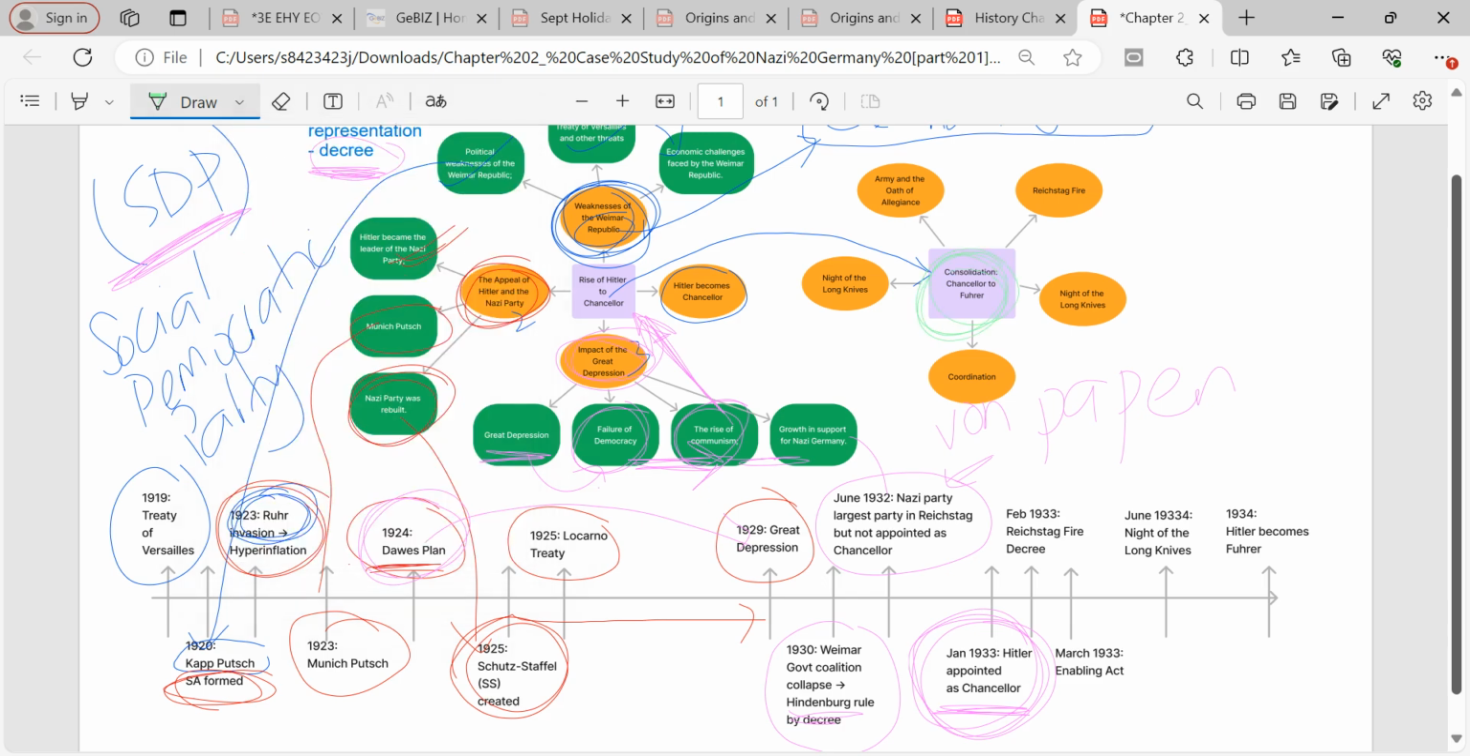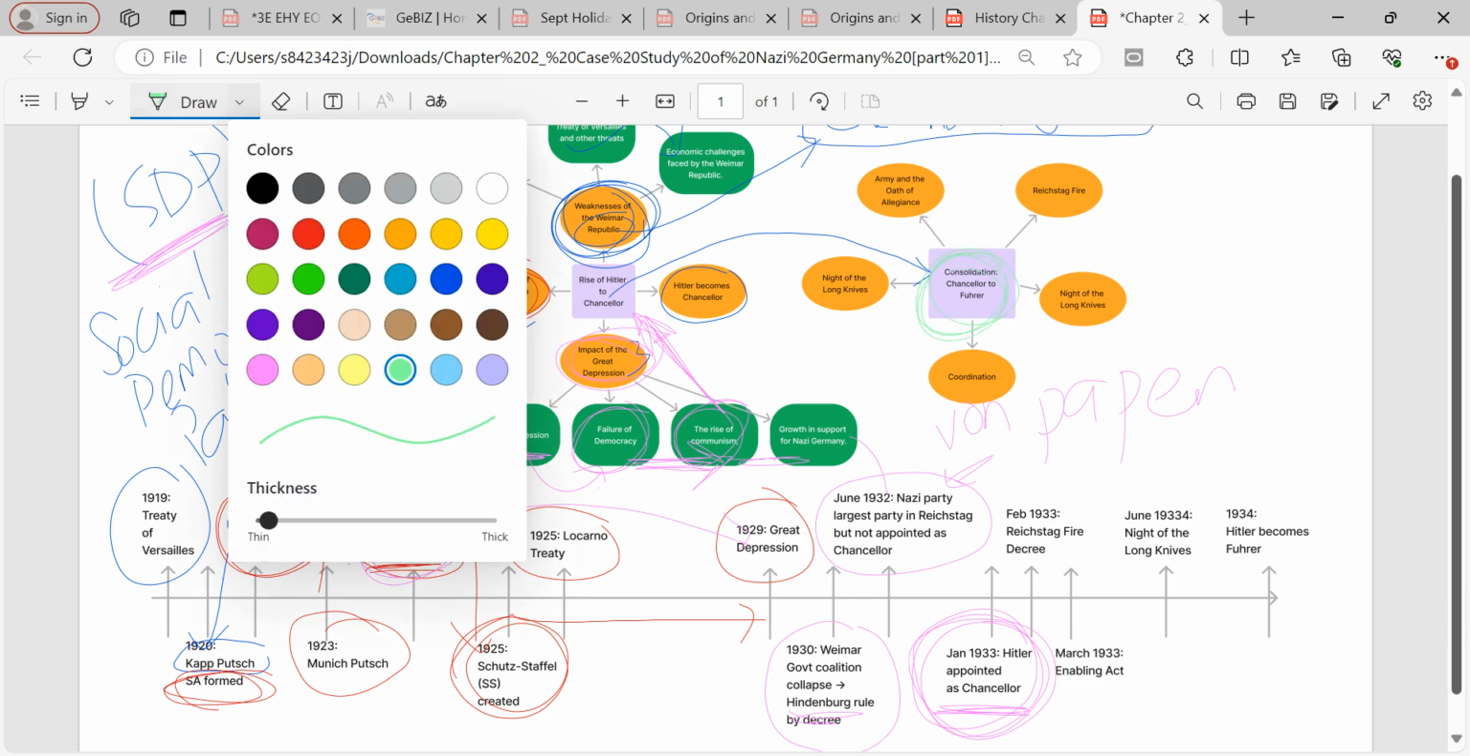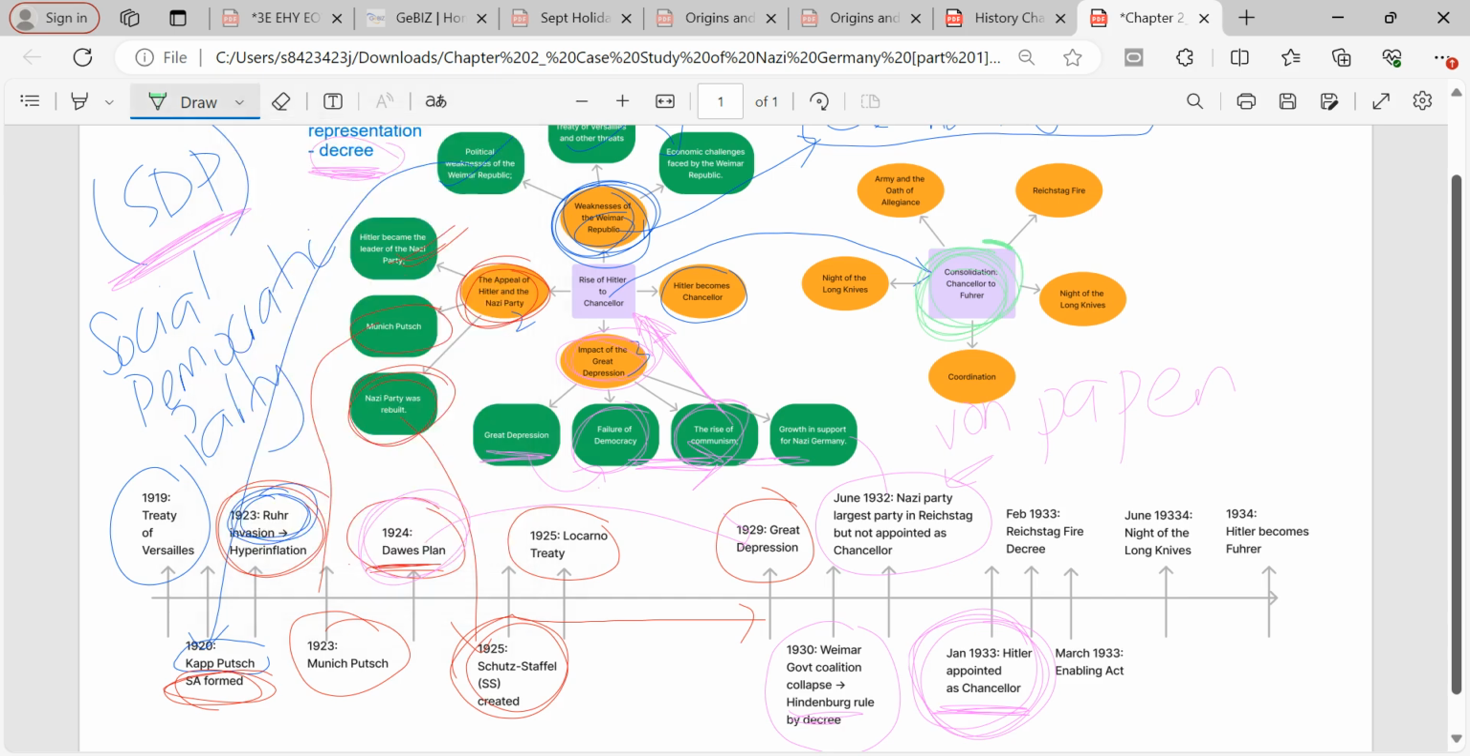There's a couple of factors that I think the thickness needs to be a bit more. There we go. Not a lot of difference. All right, so we have a few things.